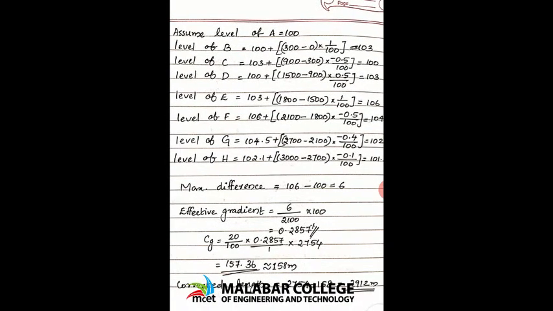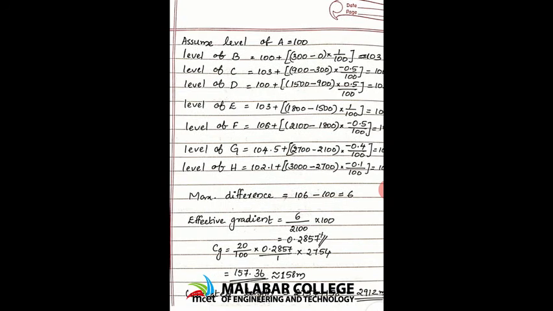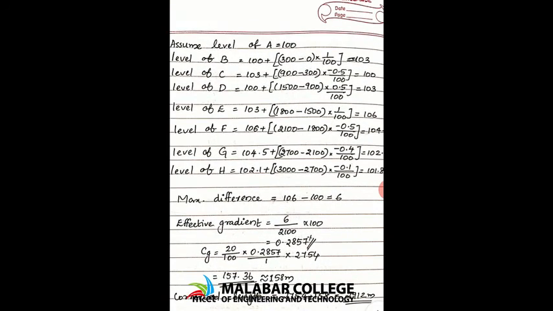Then the level of C is equal to the level of B plus the horizontal length, 900 minus 300, into tan theta, minus 0.5 by 100. That is equal to 100. That means point C is 3 meter below B.